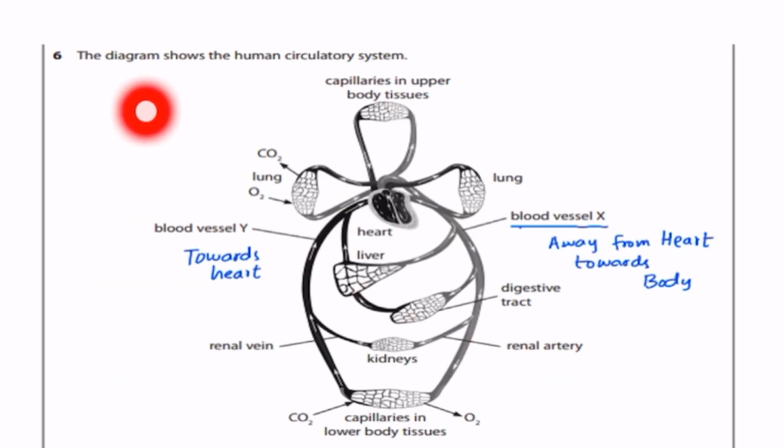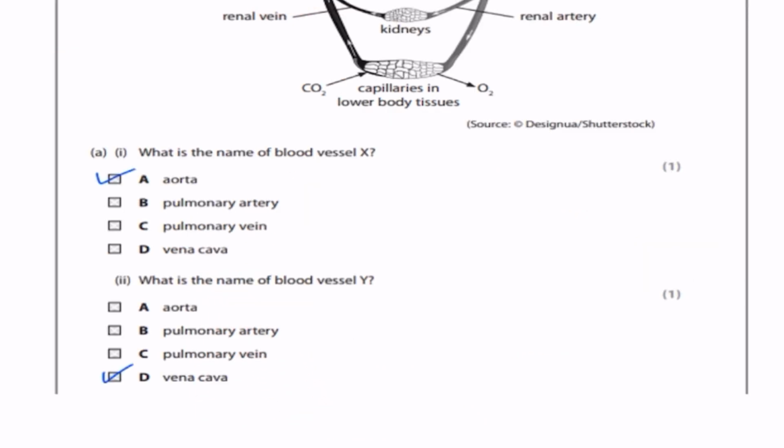Question 6. The diagram shows the human circulatory system. This picture is showing you the human circulatory system. What is the name of blood vessel X? This is blood vessel X, which is going away from the heart towards the body, and for sure it is the aorta. What is the name of blood vessel Y? Here you can see blood vessel Y is taking the blood from the body and going back to the heart, which is the vena cava.